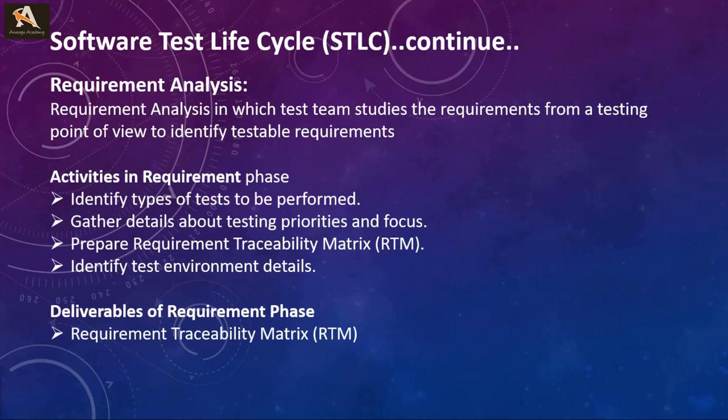What are the activities of the requirement phase? Identify the types of tests to be performed, gather details about testing priorities and focus, prepare the requirement traceability matrix RTM, and identify the test environment details where testing is supposed to be carried out. What are the deliverables from the requirement phase? Requirement traceability matrix RTM.